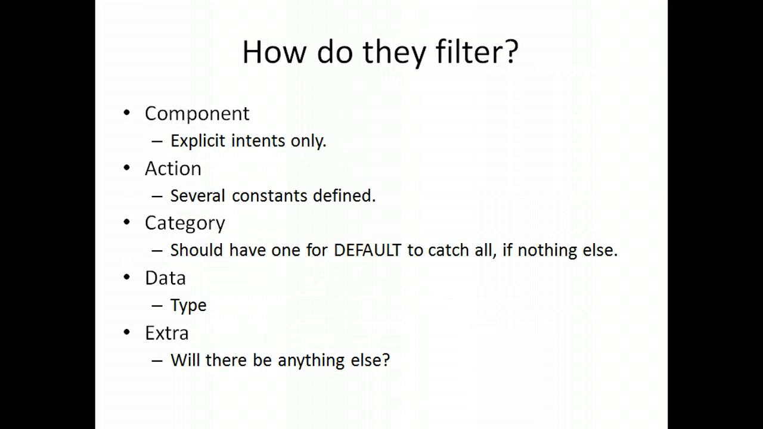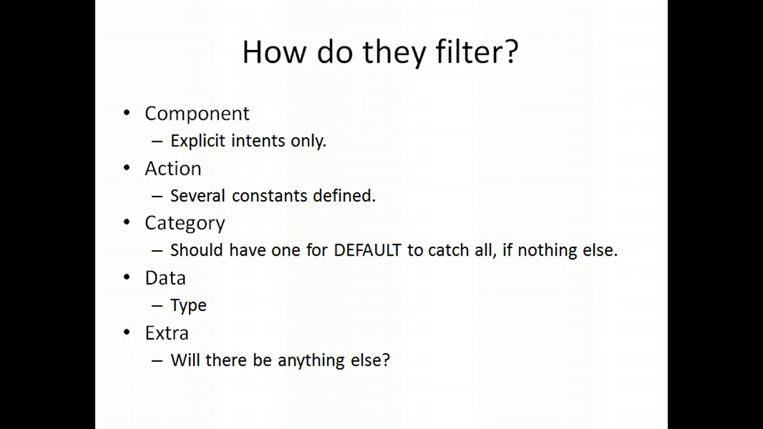So how do they filter? There are several ways they filter. We can really divide this list into two. Component is explicit intents only. When we've done our intents so far, we have been calling a component directly by saying start activity or start activity for result. Okay, so take component, set that aside, that's explicit intents only.